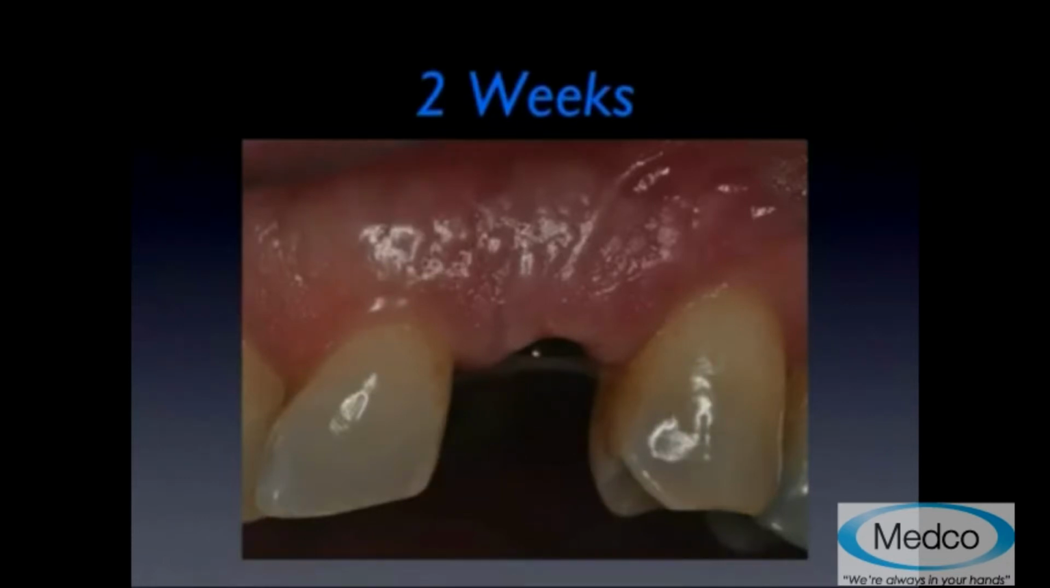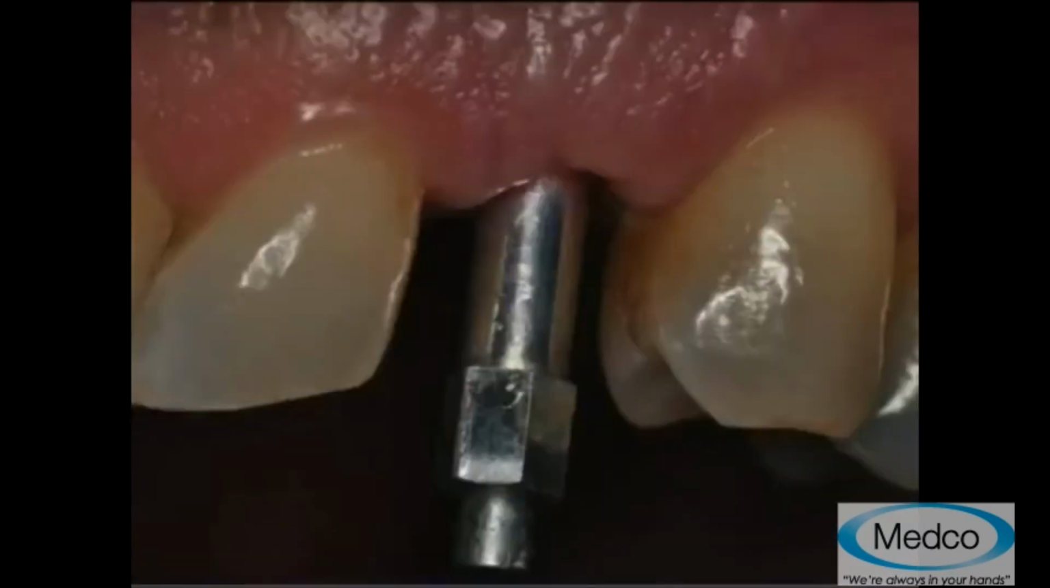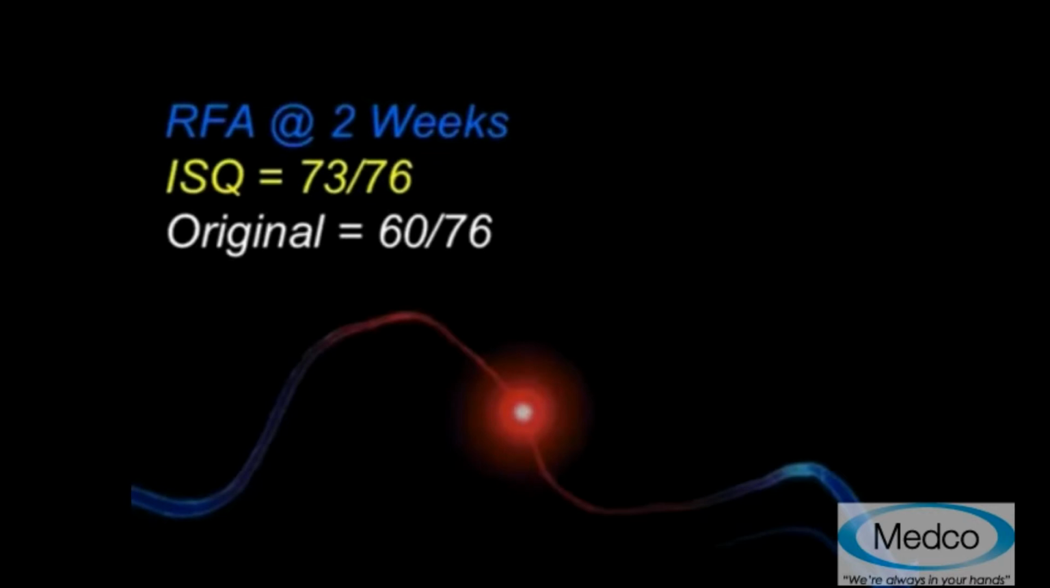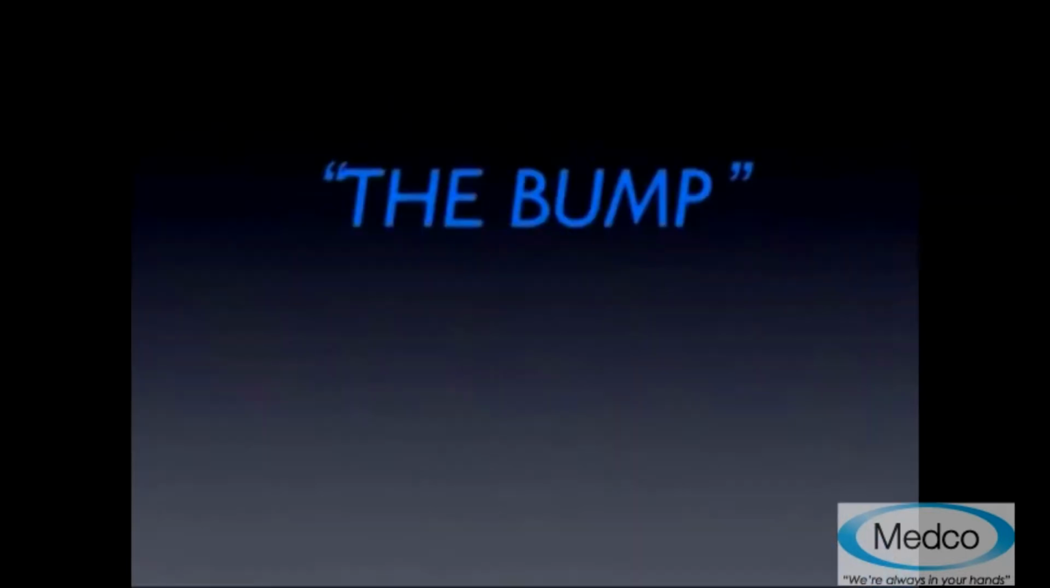So here at 2 weeks, we look at this implant, and lo and behold, when we look at RFA, not only do we see stability, but a significant increase: 73-76 versus 60-76. This I call today the bump. We're no longer looking at dips, but we're looking at bumps.